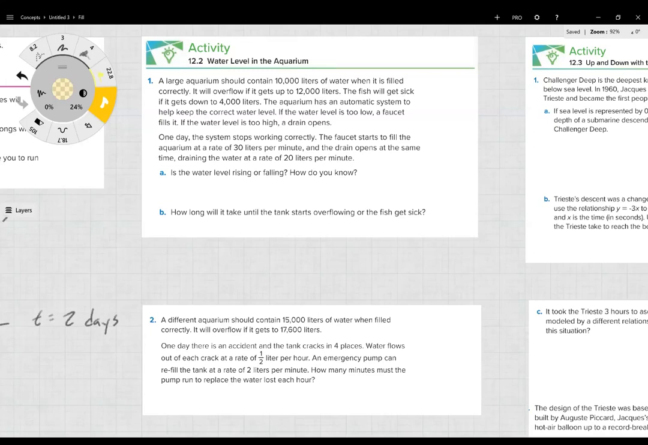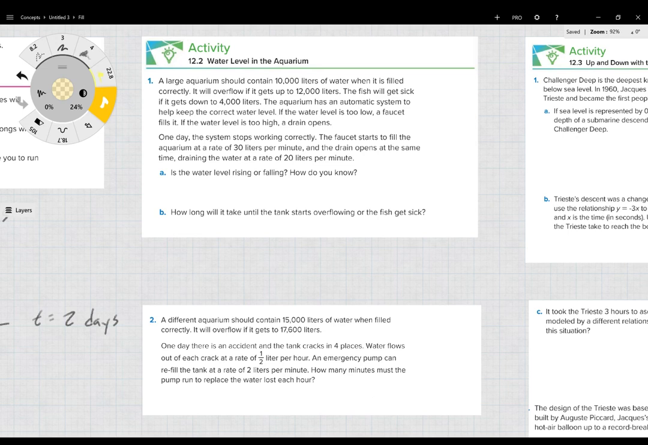Onward to activity 12.2, water level in the aquarium. All right, so number one, a large aquarium should contain 10,000 liters of water when it is filled correctly. It will overflow if it gets up to 12,000 liters. The fish will get sick if it gets down to 4,000 liters. The aquarium has an automatic system to help keep the correct water level.